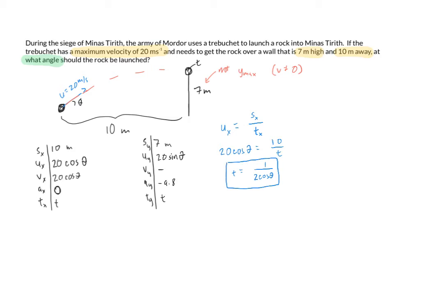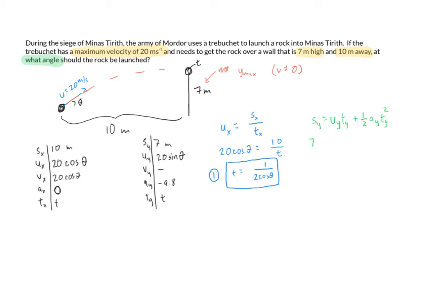That is going to be my equation number 1. Now, I'm going to go ahead and go to the y direction and get a second equation. So in the y direction, I know that my displacement, s sub y, is equal to my initial velocity in the y direction times my time plus 1/2 times my acceleration times time squared. And I'm going to go ahead again and plug in my numbers.